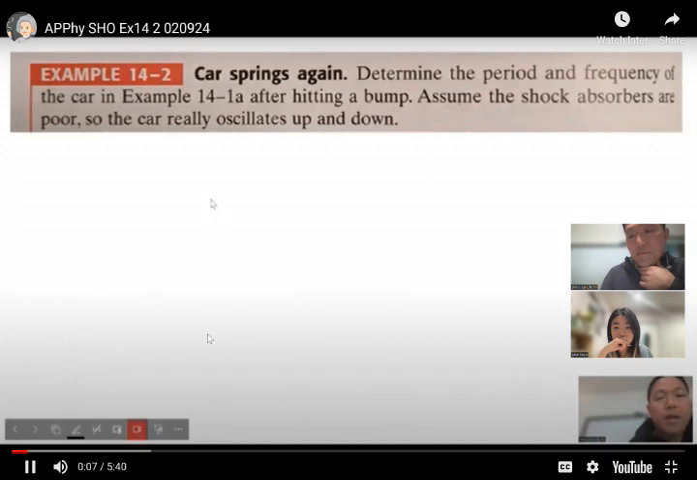Car springs again. Determine the period of net frequency of the car. Example 14-1A after hitting the bump.